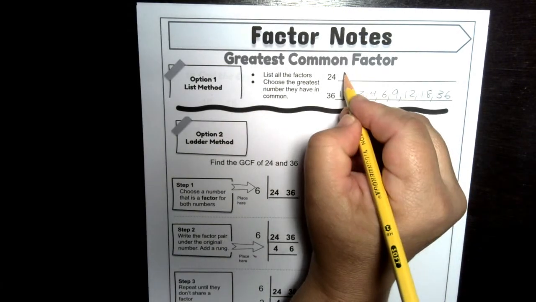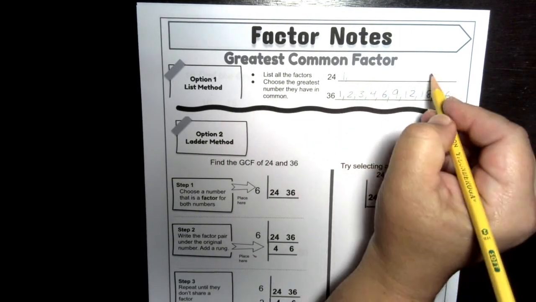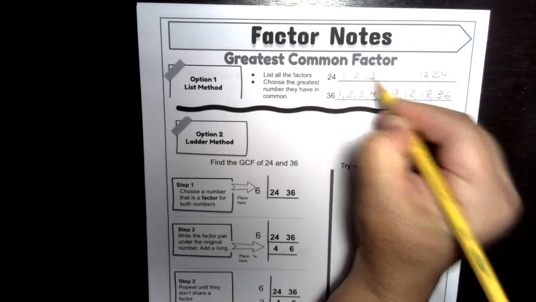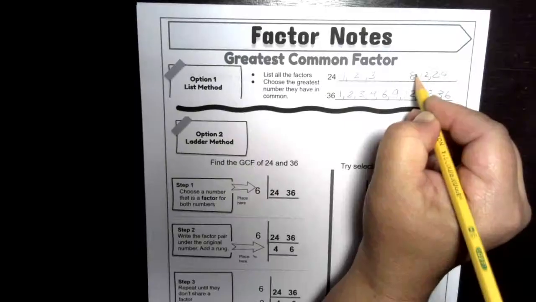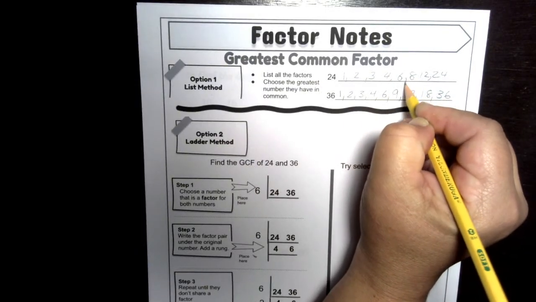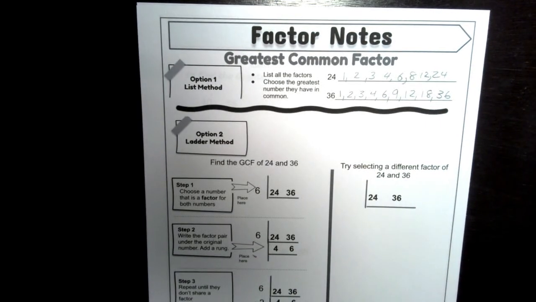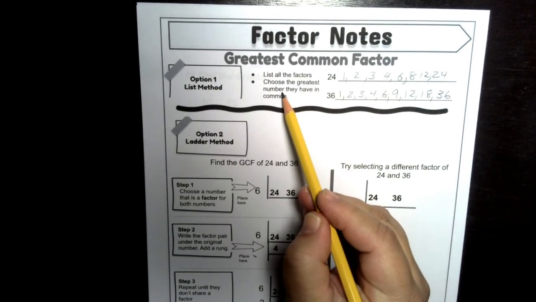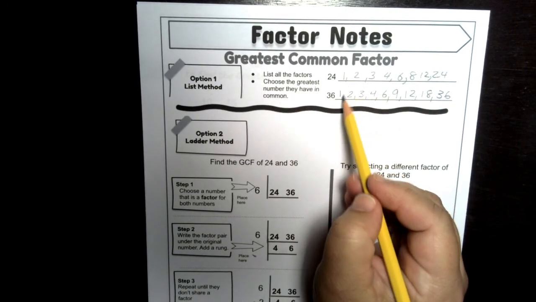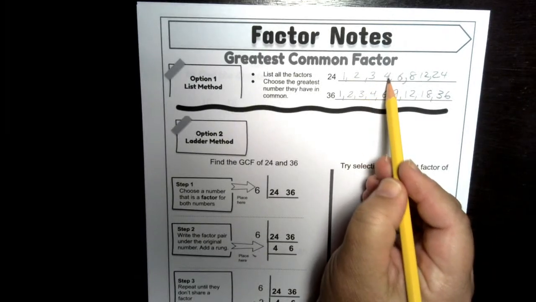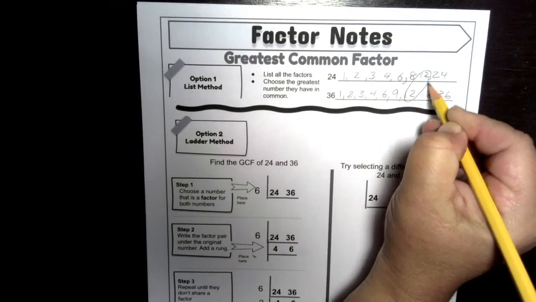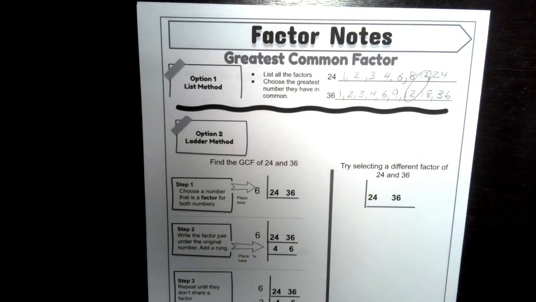Those were all of my factors of 36. The factors of 24. 1 times 24. 2 times 12. 3 times 8. And 4 times 6. So I've listed all of my factors. It might take a little bit longer as you are working through things. Now, choose the greatest number they have in common. Well, they have 1 in common, 2 in common, 3, 4, 6, and 12. So my greatest common factor, my GCF for 24 and 36 is 12.